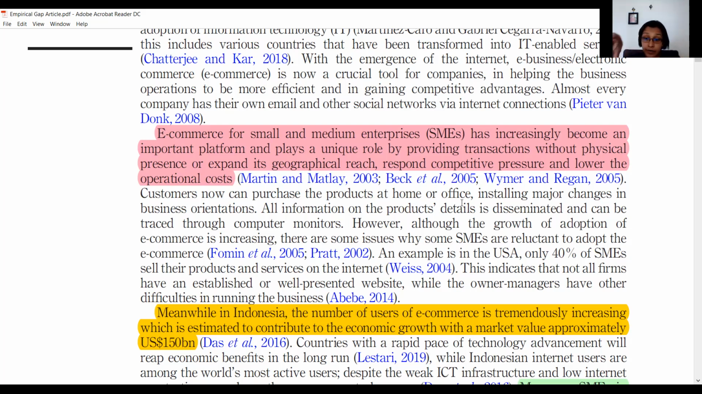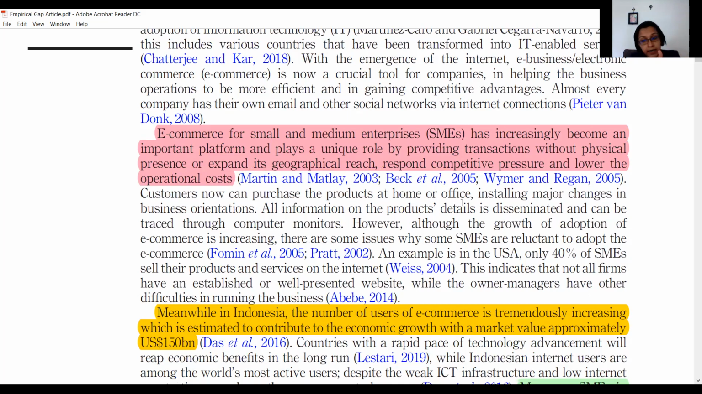So they give justification why they focus on Indonesia, right? It says, when compared to developed countries, adoption of e-commerce is lower. So then we need to know why adoption of e-commerce is low in developing countries. So this study aims to address that gap. That's a gap. Okay, so how are they going to address that gap?